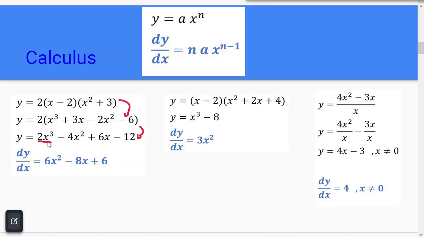The derivative of 2x cubed is 6x squared, negative 4x squared is negative 8x, 6x is 6, and the derivative of negative 12 is 0. The same with this example, and these give me two separate fractions, both over x. When you cancel, you lose the x in the denominator, so you need to include the restricted domain since the implied domain has been lost. Now you can take the derivative of 4x minus 3 gives you a 4.